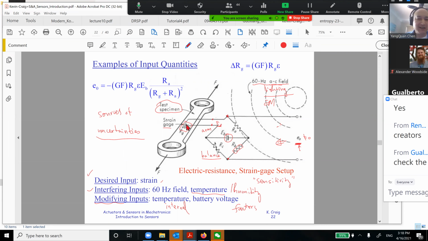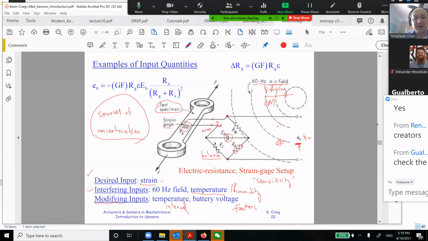But the question is, the strain is a variable. We cannot measure it directly. We do not know if it's proportional to this or not. So it could have some nonlinear relationship, okay? So there are always sources of uncertainties. So the specimen may not be the same. So if you change to another one, it's different, okay?